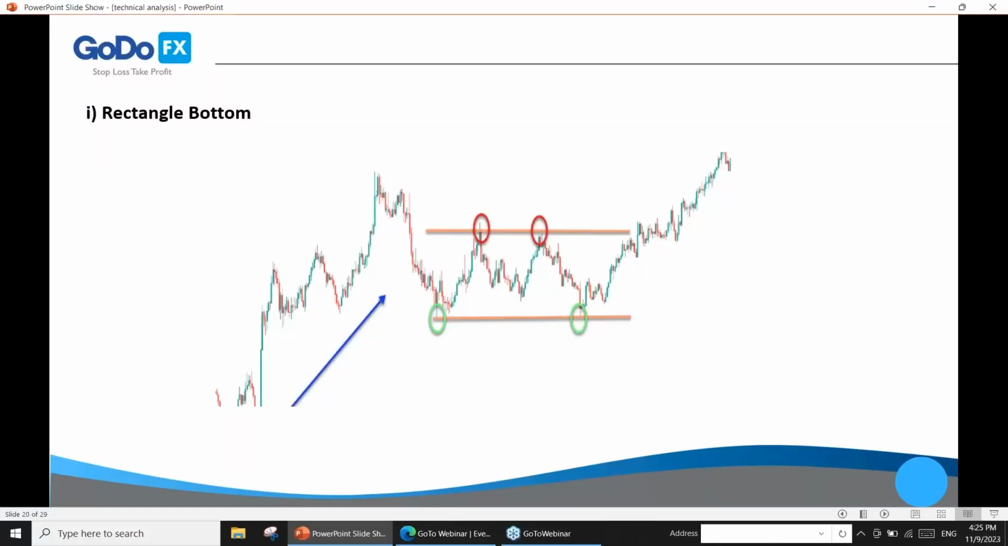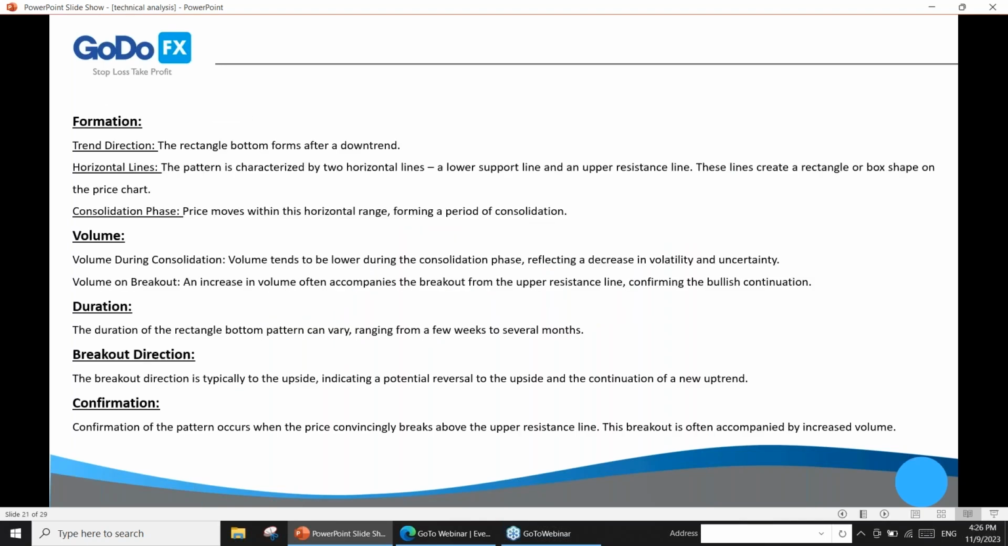Now here is the rectangle bottom, which is also known as a rectangle or a consolidation pattern. Consolidation means that we don't seem to have many changes in the chart. So it is a bullish continuation pattern that typically forms after a downtrend. So here are the key characteristics of it.